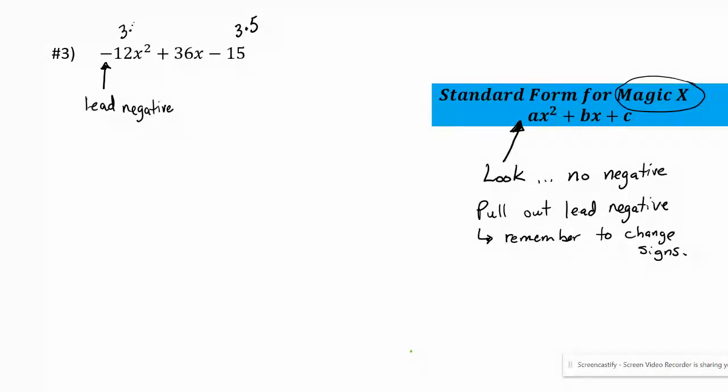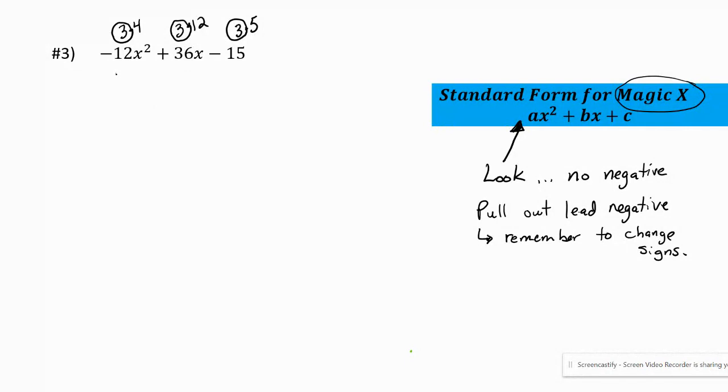You should know 3 times 4 is 12. And if you don't know what 3 times what is 36, go back to that sheet that I just showed you, and it would show you that 3 times 12 is 36. So again, I'm starting with 15 because 15 is the most limited as far as your factors go. So now when I pull out the 3, I have to make sure I pull out a negative 3 and that I change the signs. And that's because it starts with the lead negative.